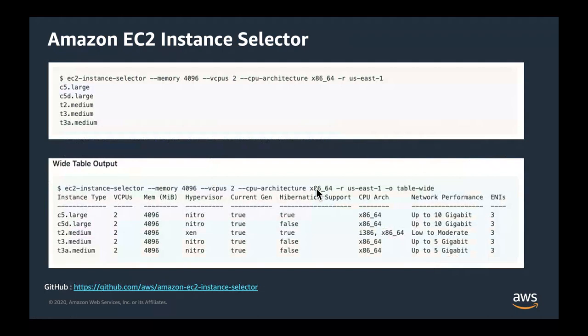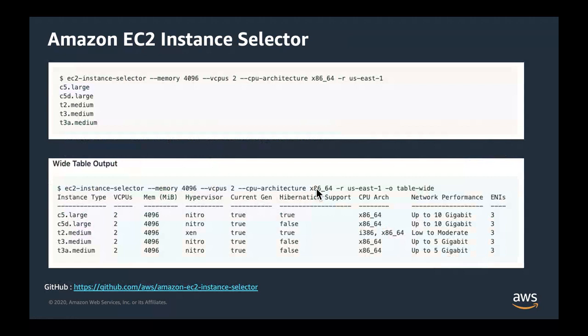How does it look, what is the output like? You run EC2 Instance Selector. You can search by memory. Like in this example, I am asking for instances which have 4 GB of memory, 2 vCPUs, and the architecture is x86_64, from the region US East 1, which is North Virginia. It gives me 5 instance types. Now it doesn't give me anything more than that. It is okay if you want to just grab the output and put it in your code. That works great. But if you want more information, you can use this table-wide view, which gives you more information about it.